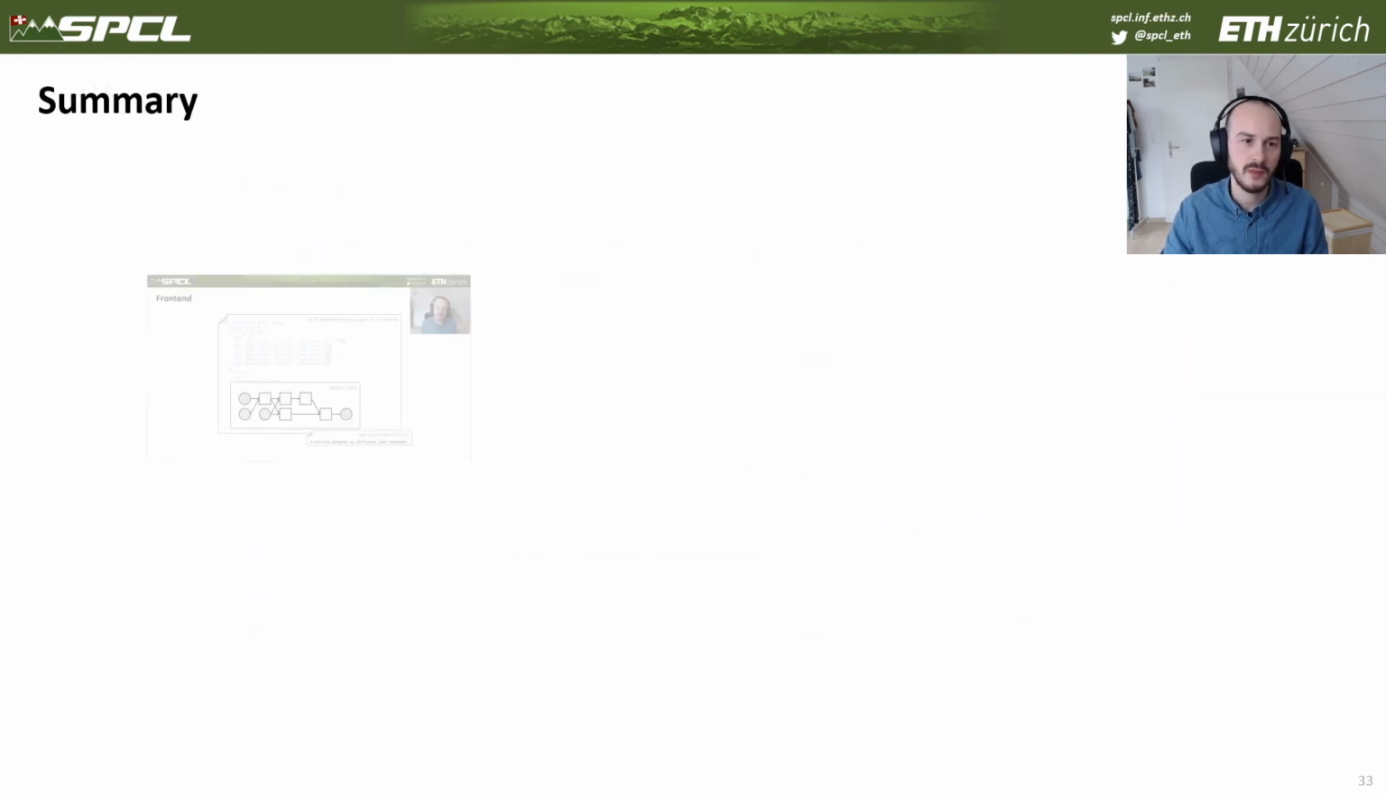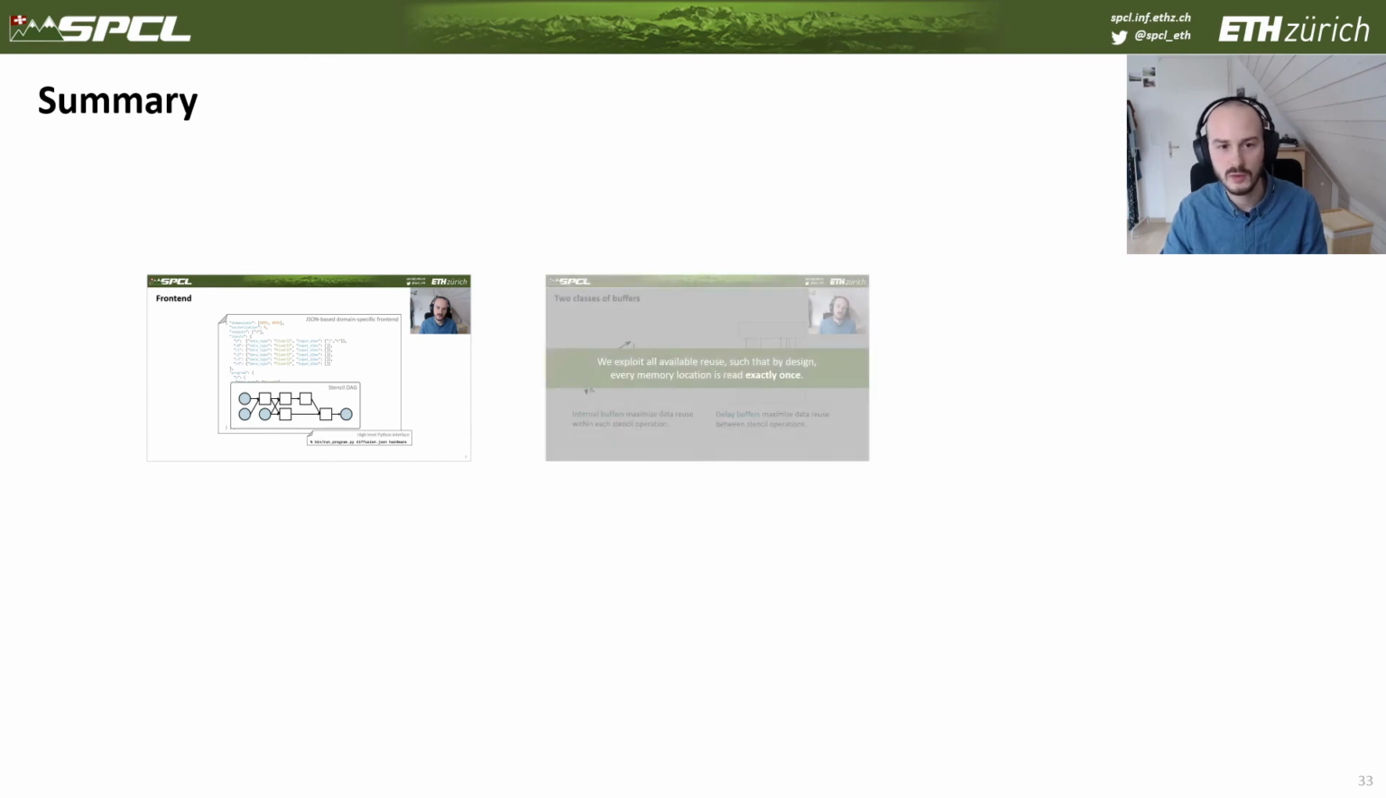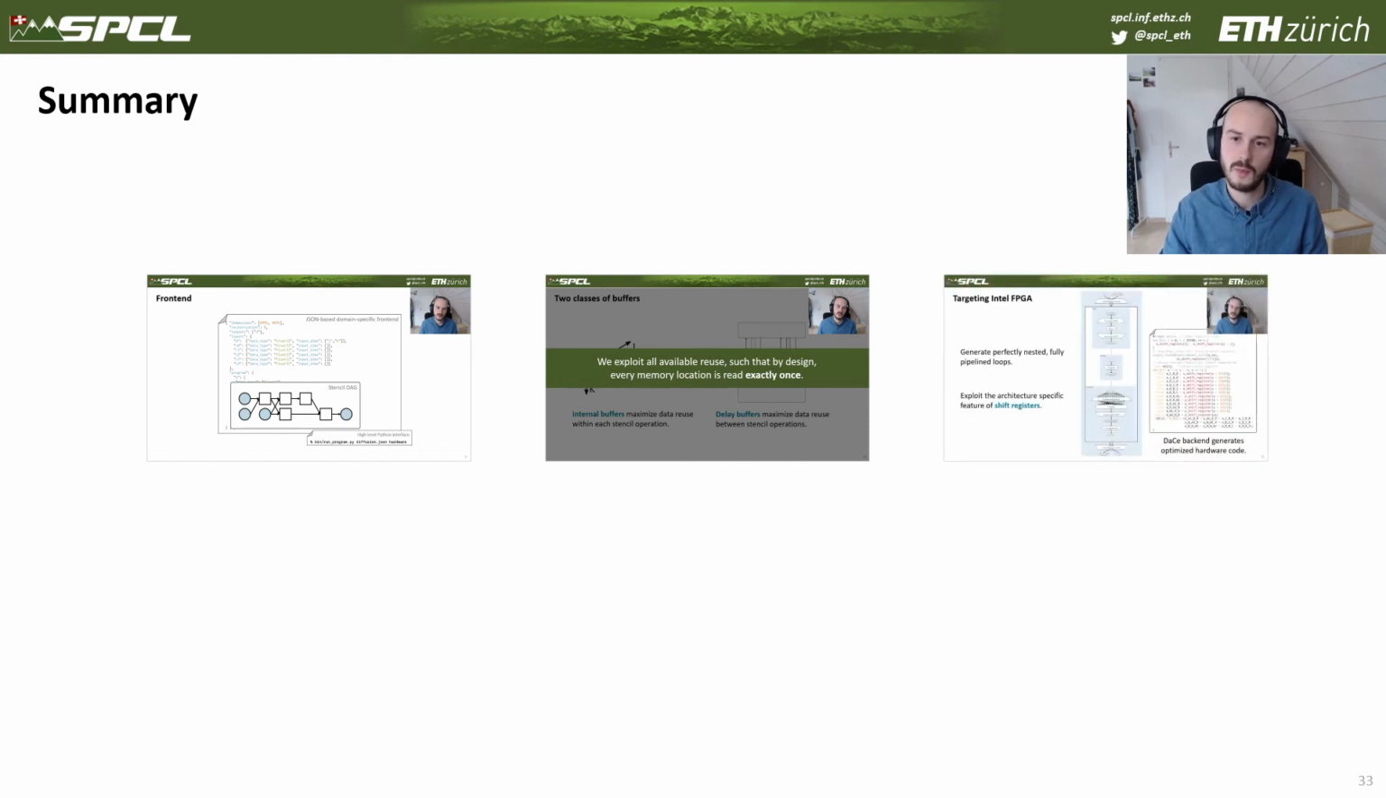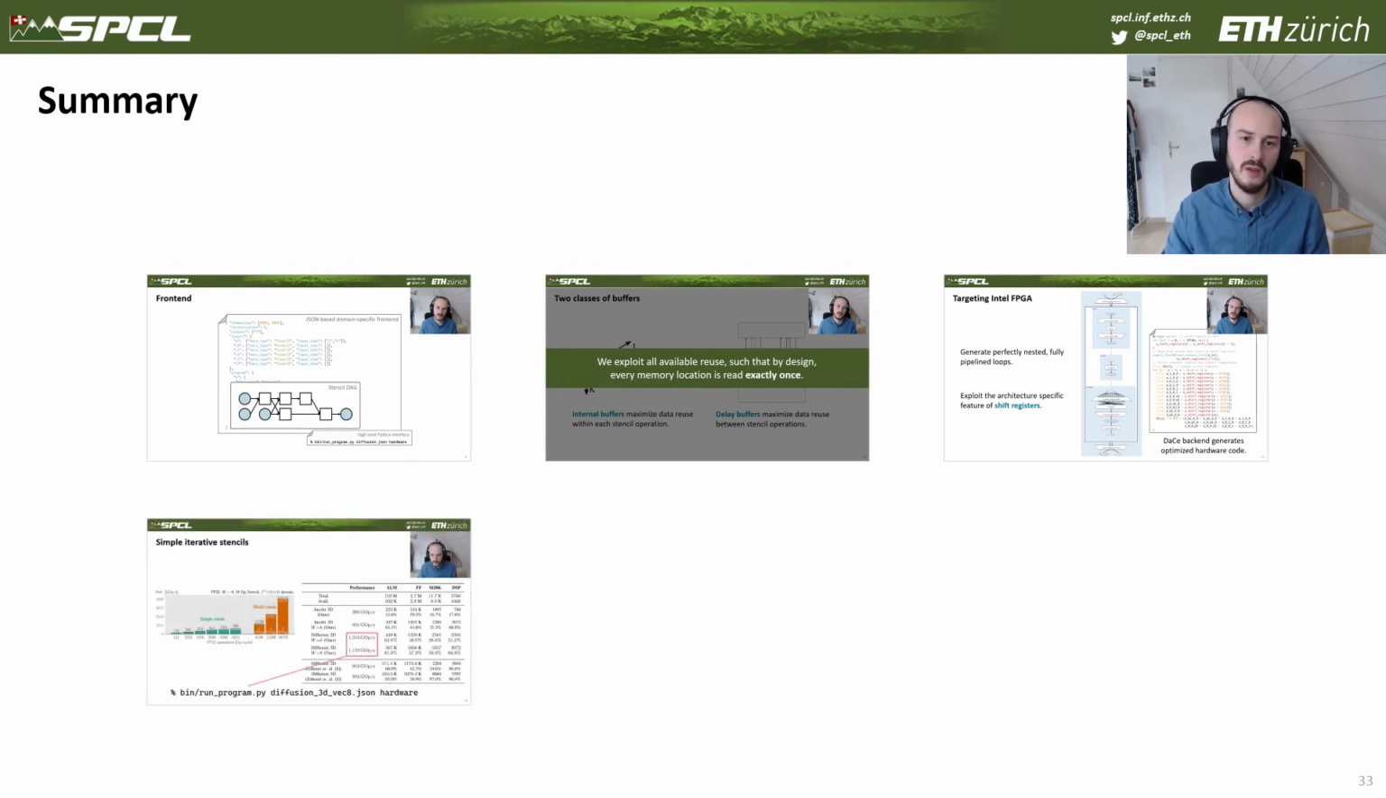In summary, I presented a high-level frontend which can be used by a non-hardware-savvy user in order to target the architectures emitted by StencilFlow. I showed you how we need these two classes of buffers, internal buffers and delay buffers, in order to achieve perfect reuse on the FPGA to achieve these fully streaming architectures. I showed you how we target FPGA-specific features when we want to compile for Intel FPGAs, such as perfectly nested pipelined loops and shift registers using the DaCe code generator.